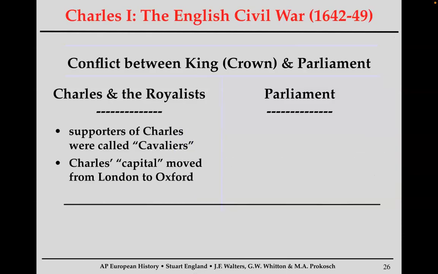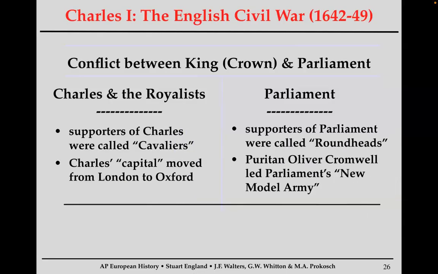So here are our two sides to really make this as simplified as possible. The supporters of King Charles, they were called the Royalists. I suspect you know where that name comes from. And their nickname were the Cavaliers. Charles actually was not well liked in London, so he actually had to move his capital to Oxford, which is only like half an hour away. Well, today by train, I suppose. A little bit longer back then.